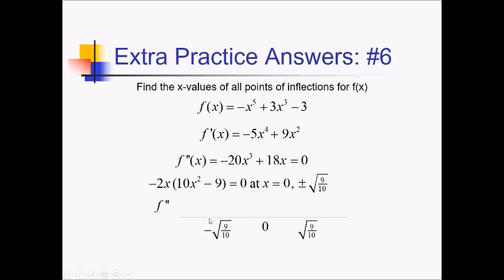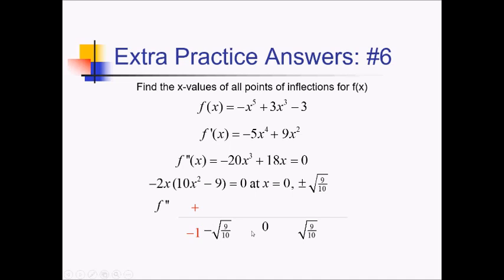Let's test something in each of these intervals now. Something to the left of negative radical 9/10, how about negative 1? It's a little bit to the left, right? Because negative radical 10/10 would have been negative 1. So plugging negative 1 in, and I'm going to use this factored version now of f double prime. That's going to give me a positive, and let's see here. This is basically 10 minus 9, so that's another positive. Overall, positive result.